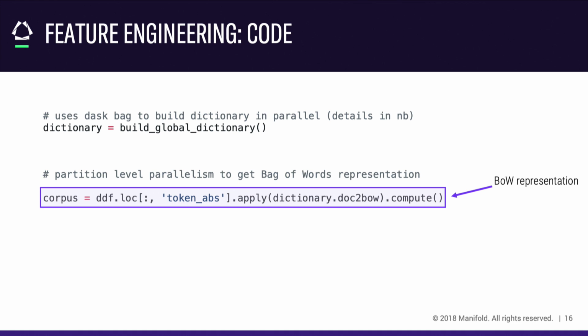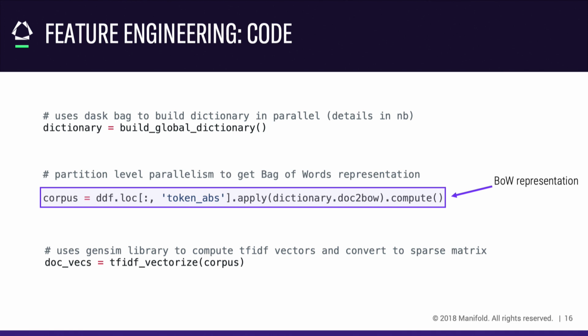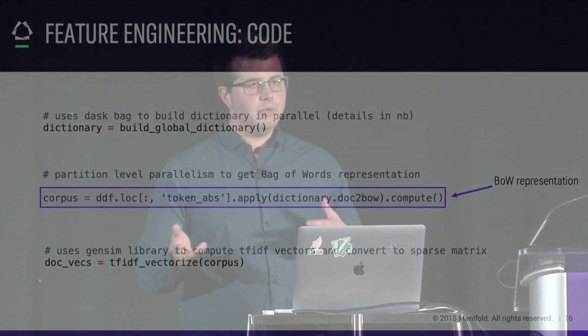Finally, once we have our corpus, or our bag of words representation, we can use this other library for NLP called Gensim, which computes the TF-IDF document vectors and converts it to the sparse matrix in the form we need for modeling. So the real takeaway here is that Dask data frame has an API that mirrors pandas and allows for ease of use for parallelizing over partitions, which I'll explain in just a moment.